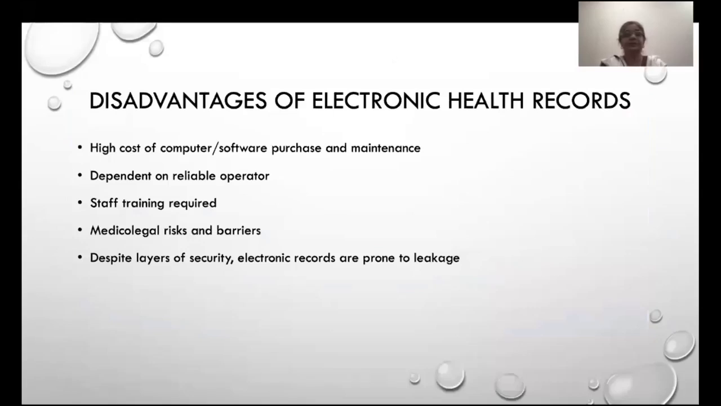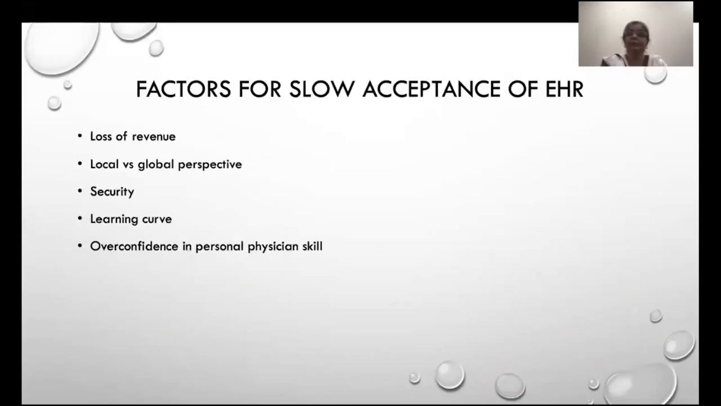Disadvantages of electronic health records. Definitely, we have certain disadvantages like high cost of computers, software purchase, and maintenance. Then we have to depend on reliable operators. Staff training is very often required. Then medical legal risks and barriers are there. Despite layers of security, electronic records are prone to leakage, so the privacy could get hampered.